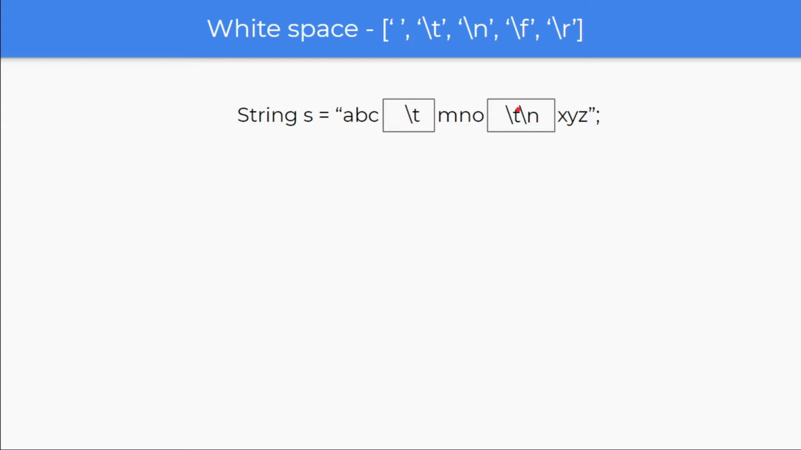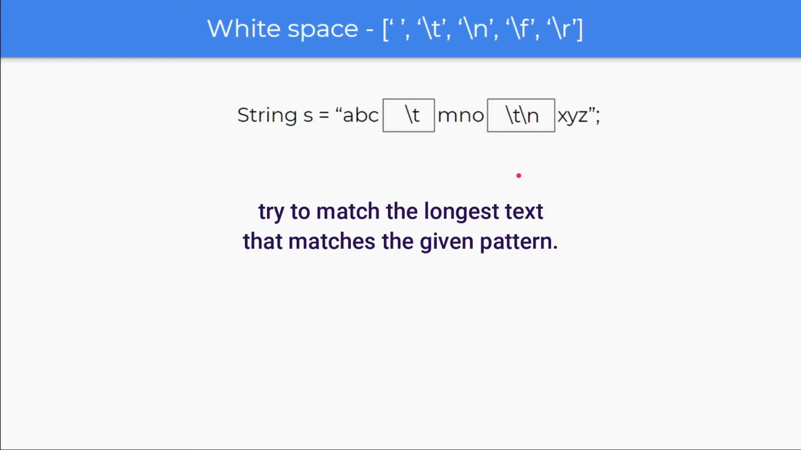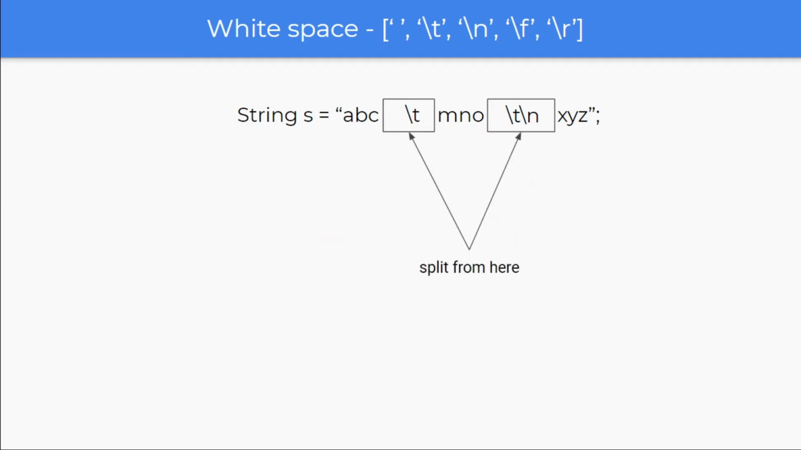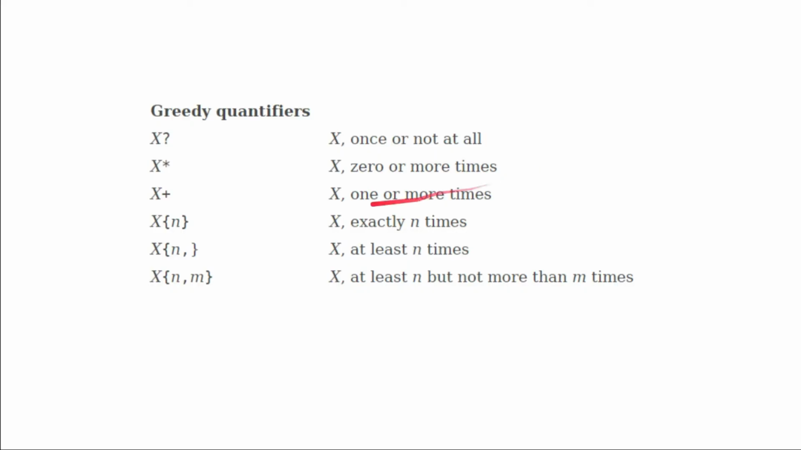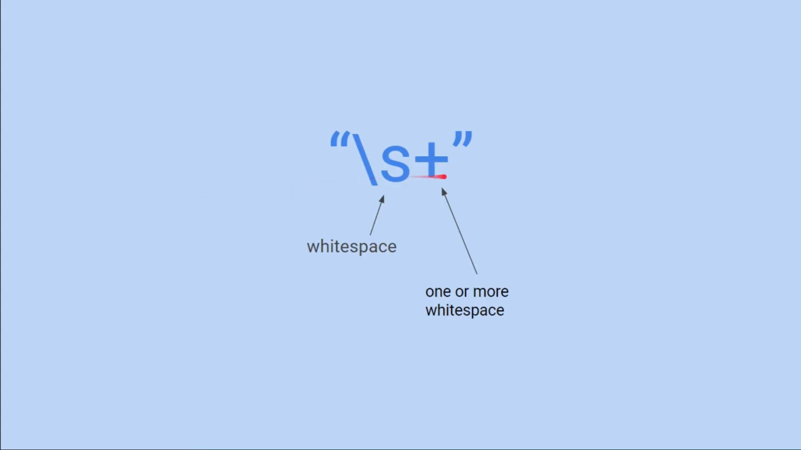In the Pattern class, we have some greedy quantifiers, meaning quantifiers that try to match the longest text that matches the given pattern. A quantifier that matches one or more occurrences of a text is x+, where x is the character that we want to occur. So now our pattern becomes \s+, \s for white space and plus for one or more occurrences of white space. Does it make sense to you?